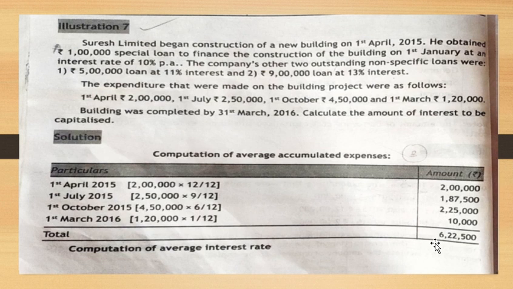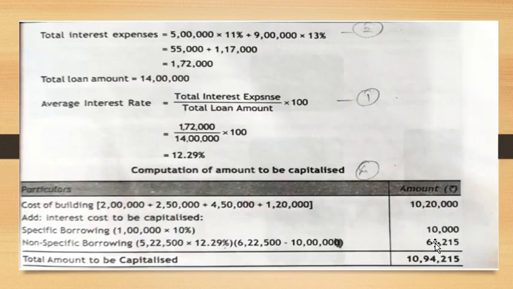Now we will charge. This is the average accumulated expenses which is incurred, taking into account the commencement of the exact expenditure incurred for developing a qualifying asset. So now we will calculate the average interest rate.